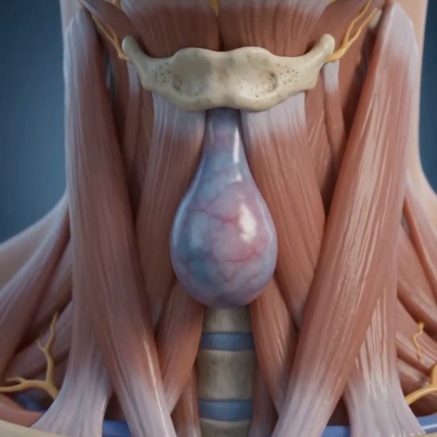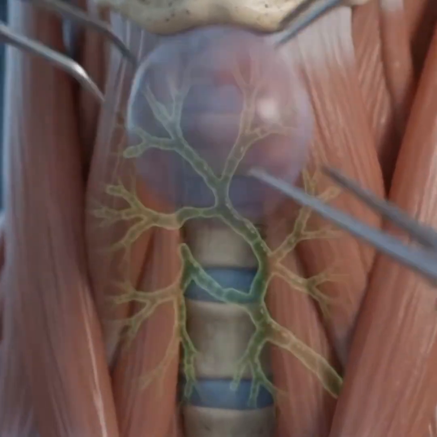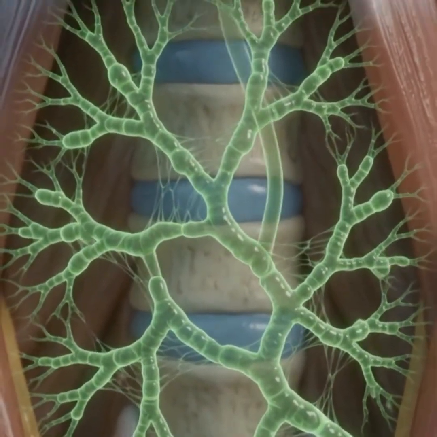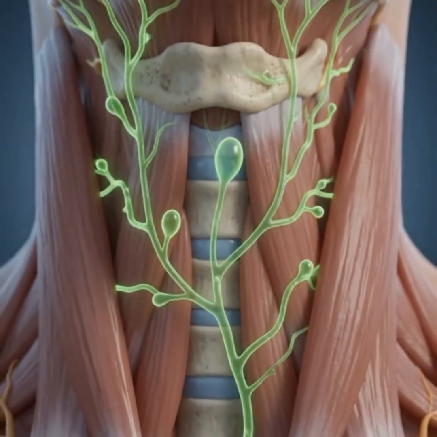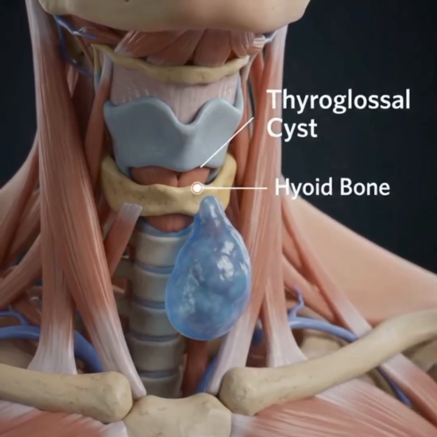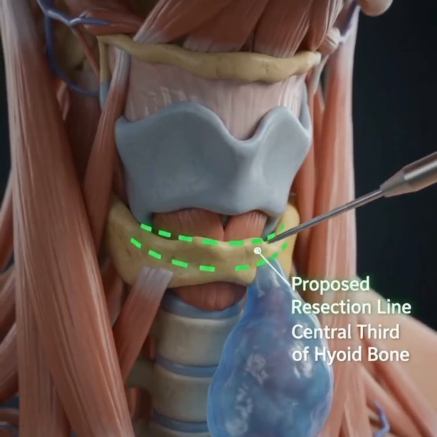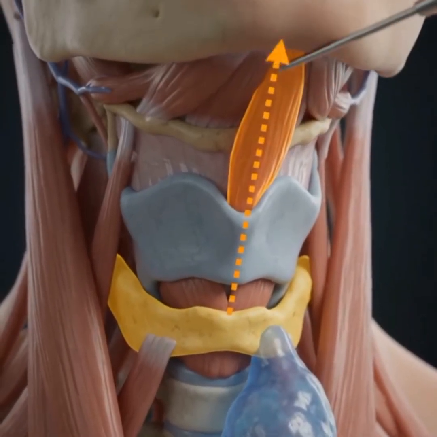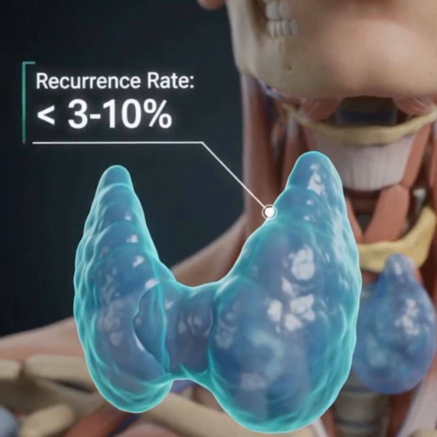Historically, simple cystectomy had high recurrence rates, ranging from 45% to 55.6%. This is due to microscopic ductules branching from the main tract. The Sistrunk procedure is the gold standard approach. It requires an en bloc resection of the cyst, including the central third of the hyoid bone. This reduces recurrence to less than 3 to 10%.